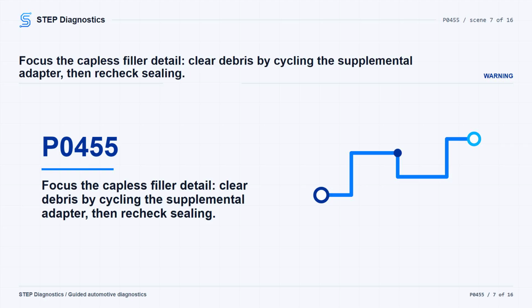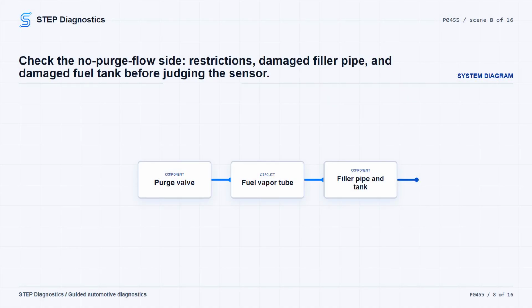For P0455, also pay attention to audible vacuum noise or a strong fuel odor around the engine compartment, EVAP canister, and fuel tank area. With the ignition off, inspect for a restricted vacuum hose between the EVAP canister purge valve and the engine intake manifold. Also inspect the fuel vapor tube between the purge valve and the EVAP leak detection control module if equipped, and check for a damaged fuel filler pipe or fuel tank.